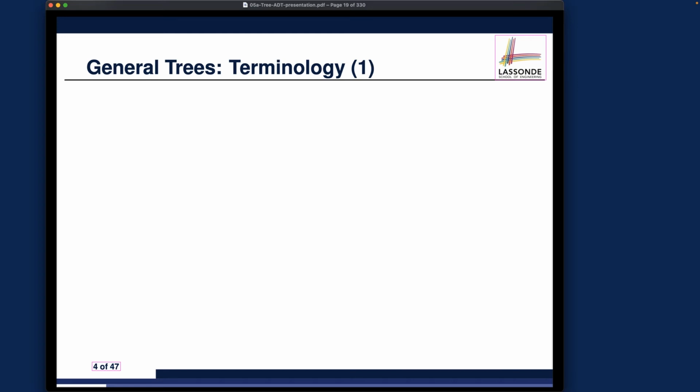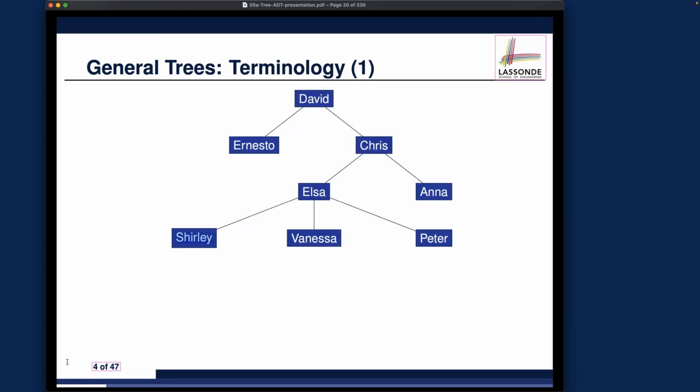Let's now go over a list of terms relevant to general trees. We're going to use this family tree for all the examples, to exemplify all the terms we're going to talk about. You can see in this family tree right away that it's non-linear, because you have a hierarchy formed by all the nodes. For example, David sits at the top of the hierarchy, and Shirley, Vanessa, and Peter sit at the bottom of the hierarchy.